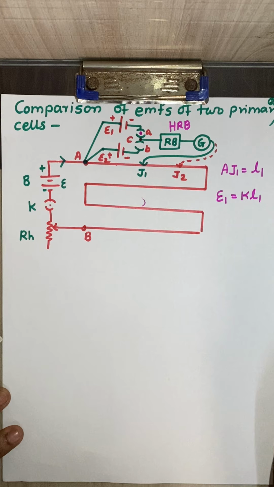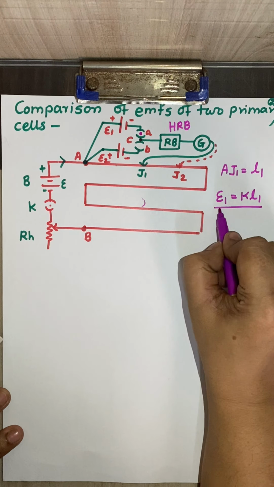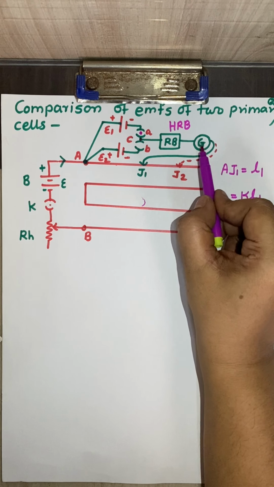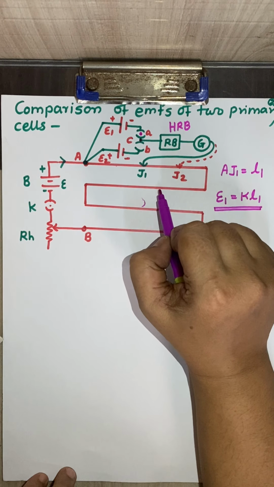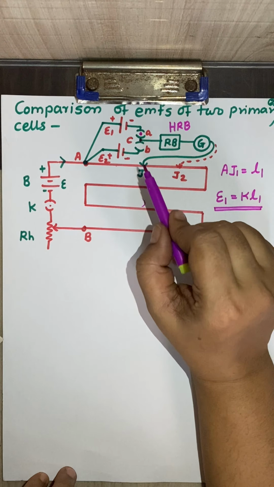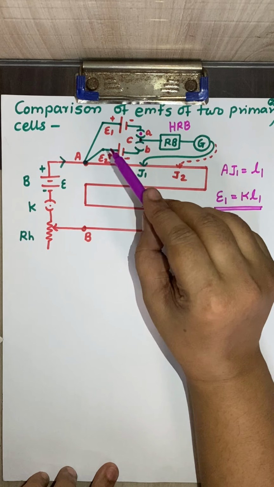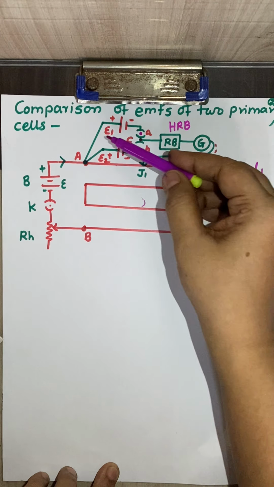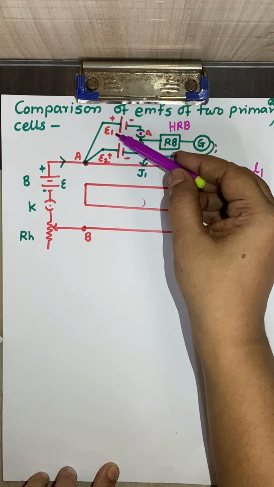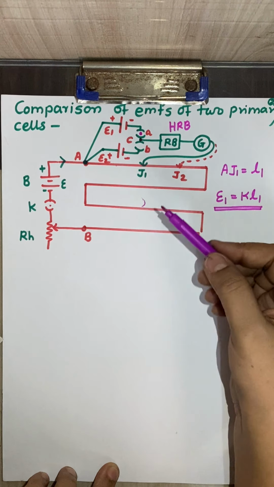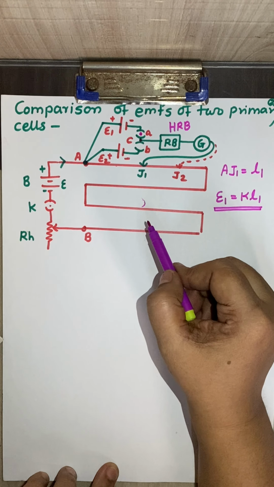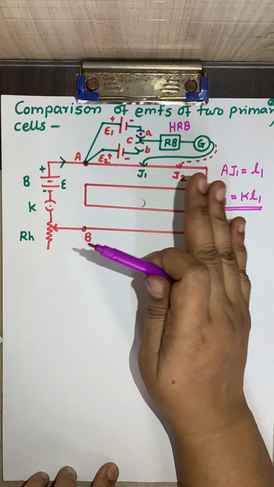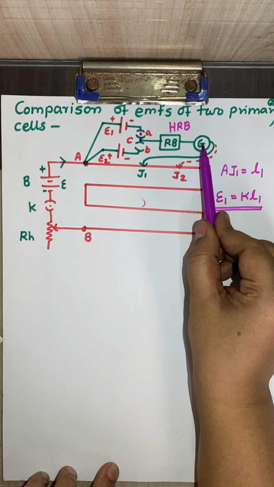Now everybody will ask what the null point is, and why the galvanometer shows zero deflection when we get that balancing length. This is because when the potential across the wire and the unknown EMF, which we want to find out, are equal, then at equal potentials there is no flow of current. This we have studied: whenever there is a potential difference, then and only then does the current flow, and the galvanometer will show deflection.